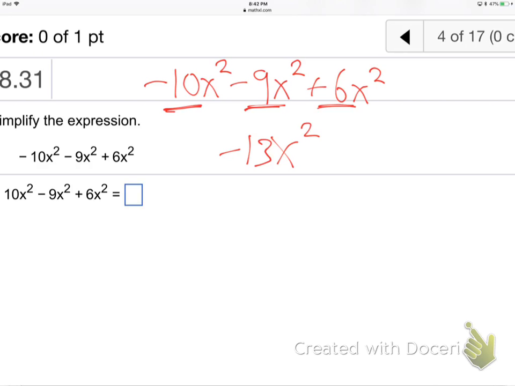Is that too quick? Just think about money. If you lose $10 and you lose $9, you lost $19. But then you gain back 6. You with me? You lost 13.